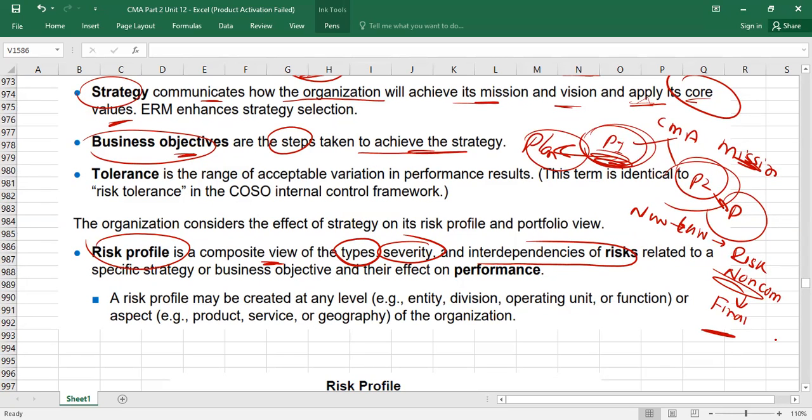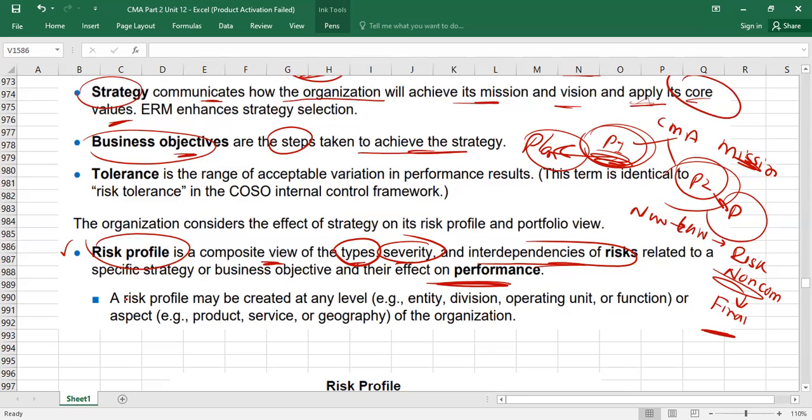So what is a risk profile? A risk profile is a composite view, or you can say a document, which will include the type, severity, and interdependence of the risk, right? And you will also see the effect of those risks on your performance. This is what is called a risk profile.